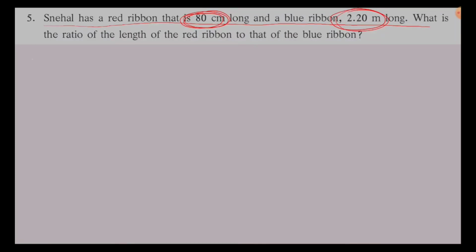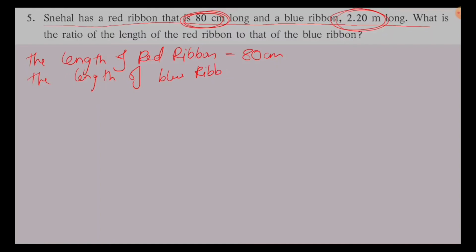The length of red ribbon is how much? 80 centimeter. Then the length of blue ribbon is how much? 2.20 meters, but we have to convert it in centimeter because we want both the units in same quantity. So 2.20 will be getting multiplied with 100.